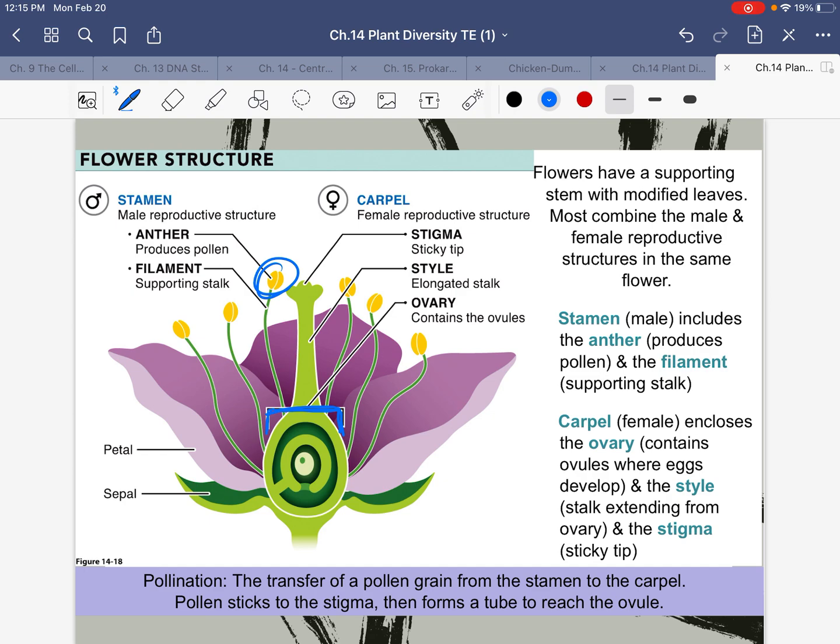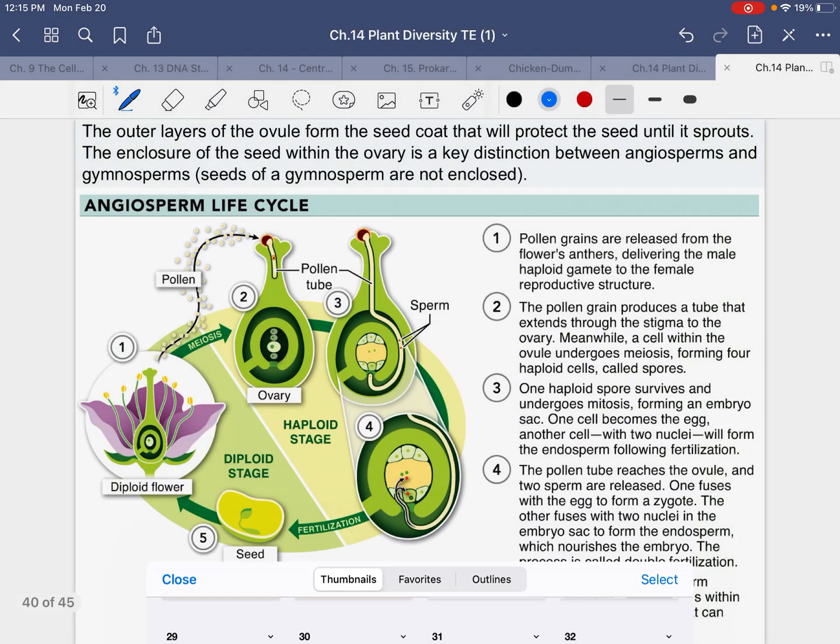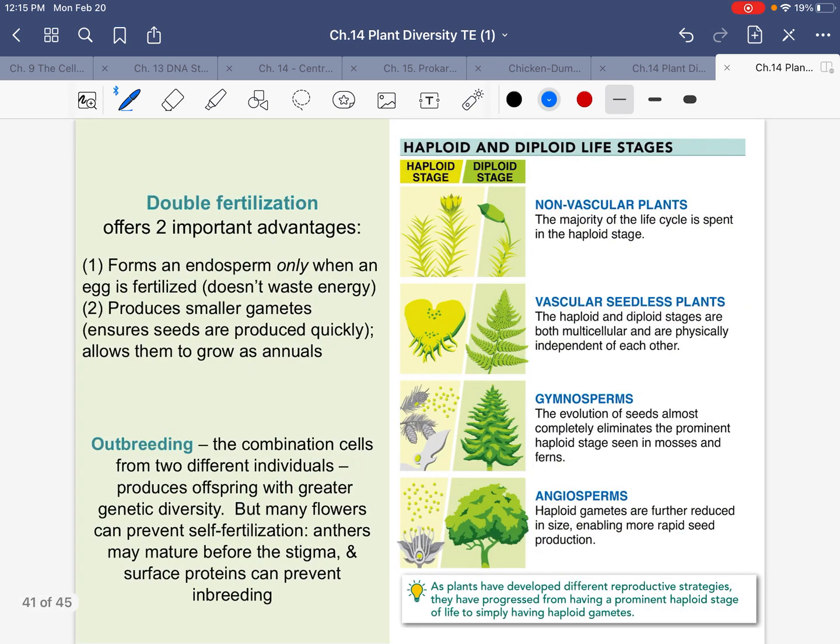And then I also missed this part of double fertilization, that we get 1 pollen and 1 egg, 1 sperm, so pollen, and 1 egg come together to make the baby plant, and then 1 pollen and 1 egg come together to make the endosperm. So that is double fertilization. So we've got making the endosperm, and making the baby plant through double fertilization.